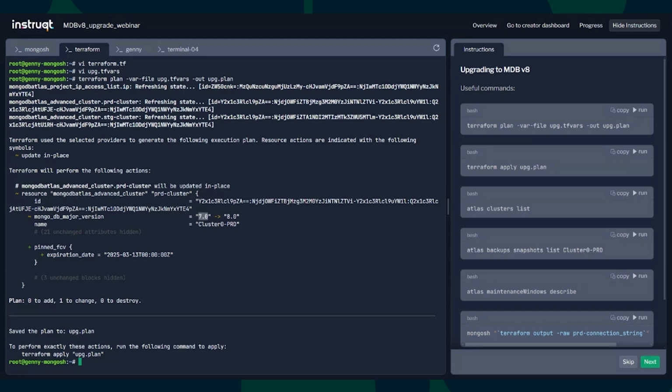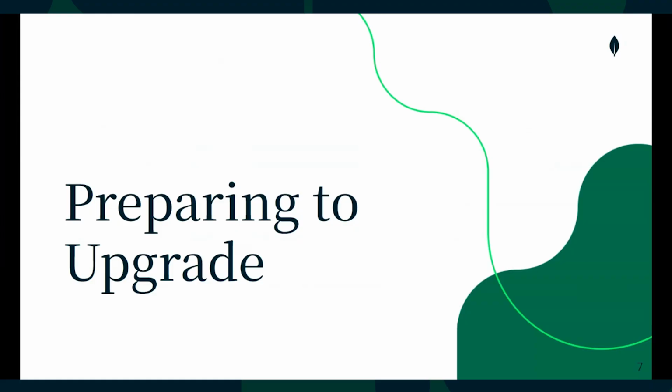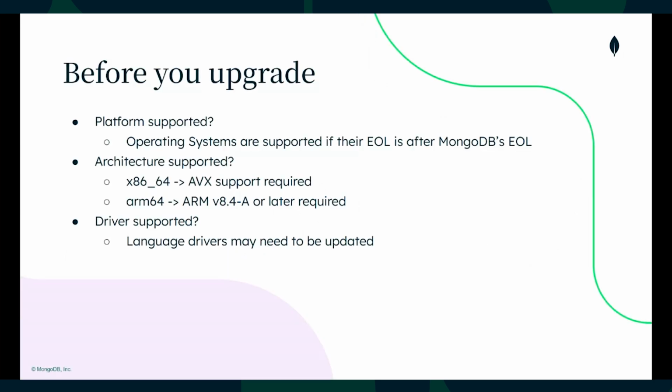However, there are a few things that I just want to check before I do so. Now, there will be some things that I need to check regardless of whether I'm using MongoDB Atlas or MongoDB self-hosted, and there will be some things which are going to be specific to how I have deployed MongoDB. For instance, in a self-hosted deployment, I need to check whether my operating system is supported. Supported operating system versions are those which go end of life after MongoDB goes end of life.